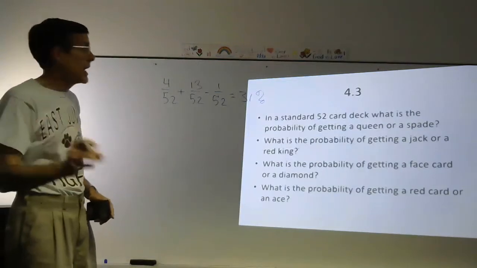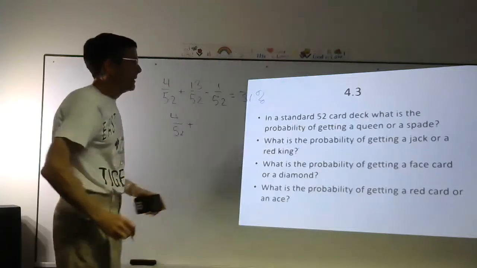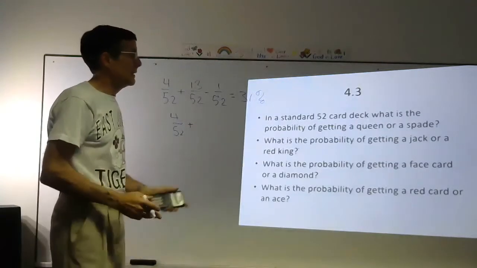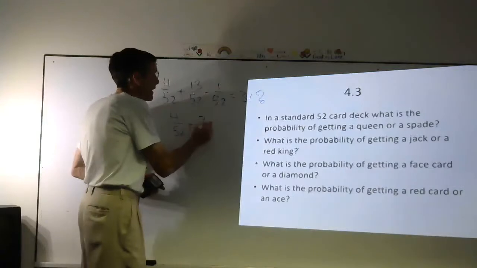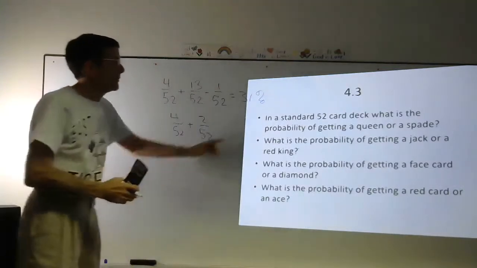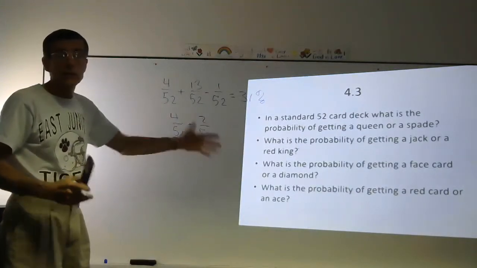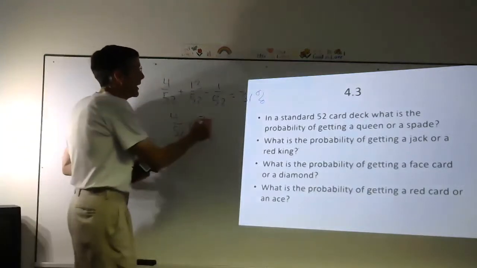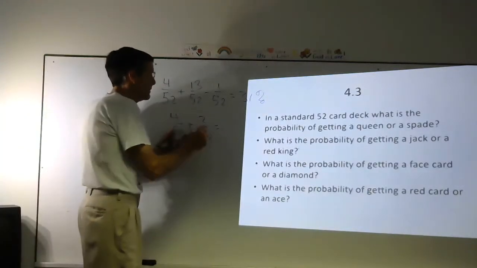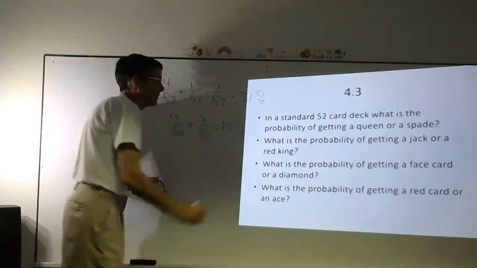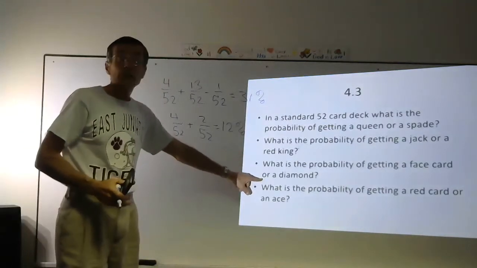Okay? What is the probability of getting a jack or a red king? There are 4 jacks, 4 out of 52. A red king, there's just 2 of those out of 52. Was there any overlap between getting a jack or a red king? No, you don't have anything to subtract. It's 6 out of 52, and I get 12%.